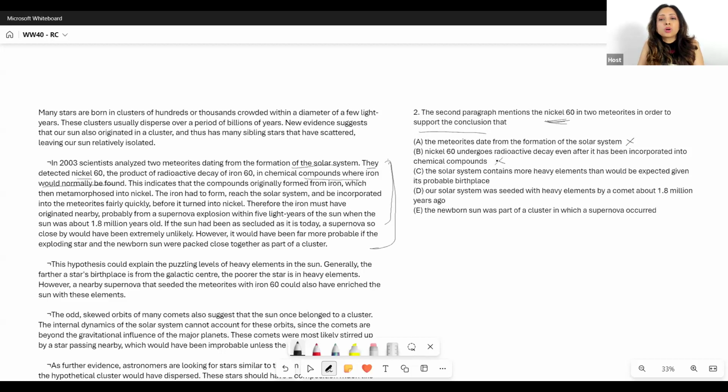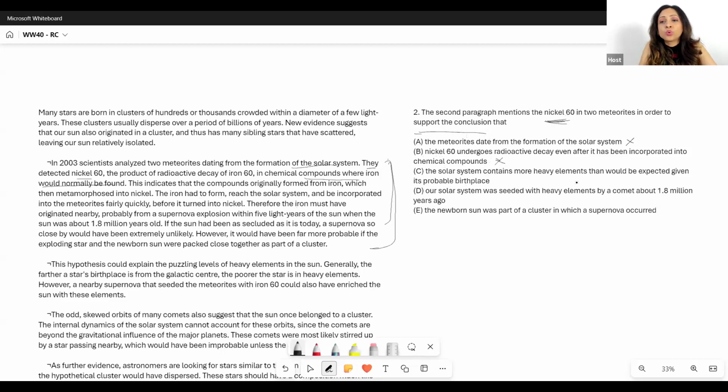This is what we call traps. Sometimes people fall for this, thinking, you know what, this is given, this is true. Then is this the reason? Is this what nickel 60 was mentioned to support this particular conclusion? No. It is something that we are inferring based on the data given to us, right? But it is not the conclusion that is being supported.